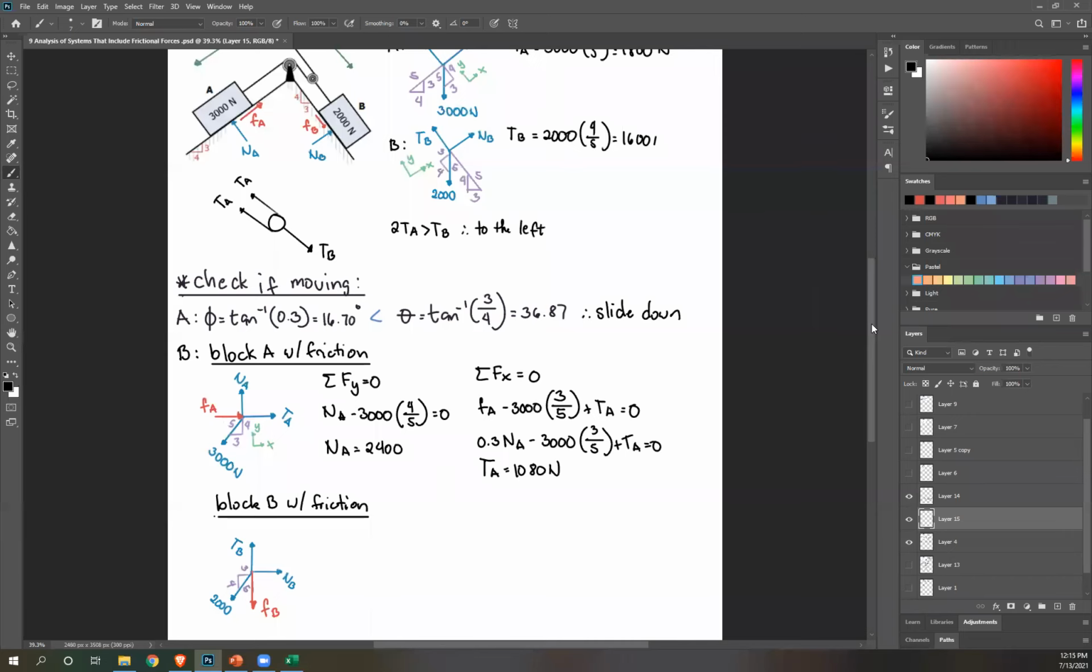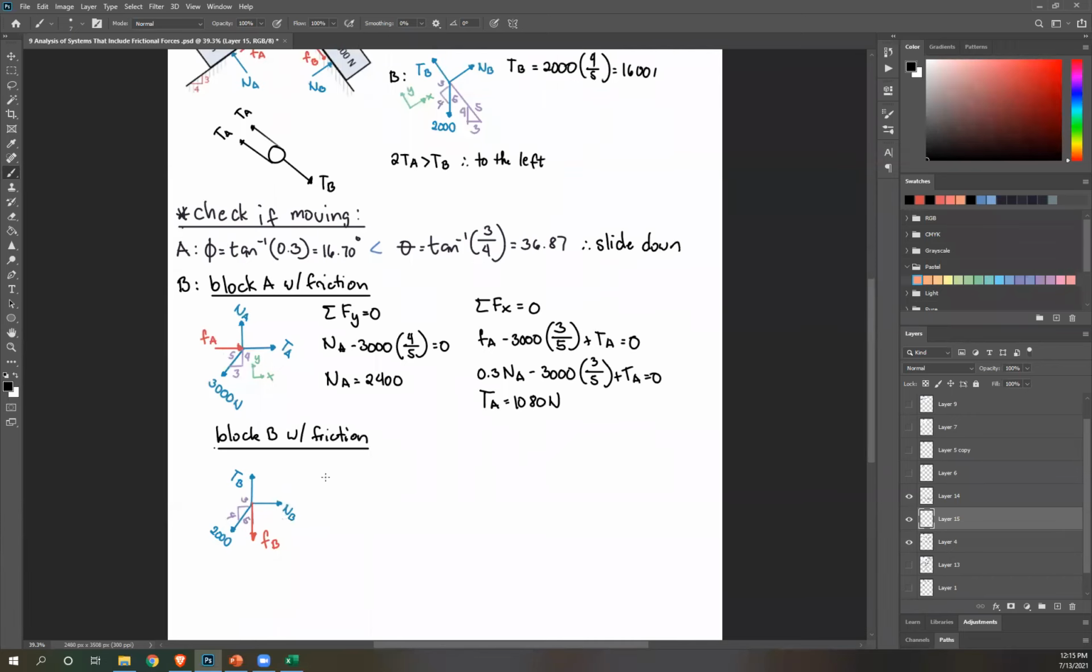And once again, use your equilibrium equations. Let's start with X, again to solve for the normal force. Summation of forces X equals 0. Negative 2,000 times the horizontal side, so that's 3/5, plus NB equals 0, and then NB is just 1,200. And then move on to Fy to solve for tension at block B. So TB minus 2,000 times 4/5 minus FB equals 0.